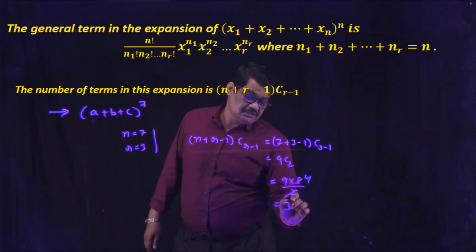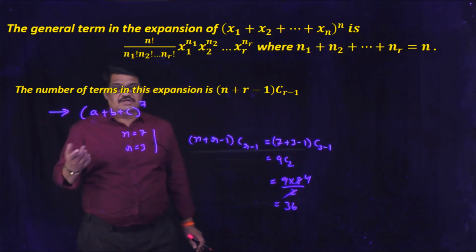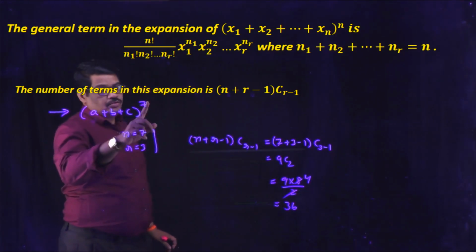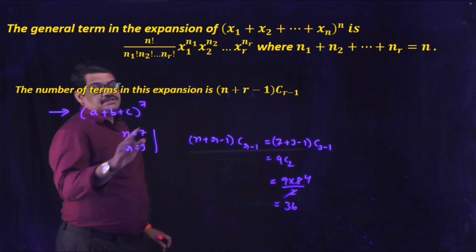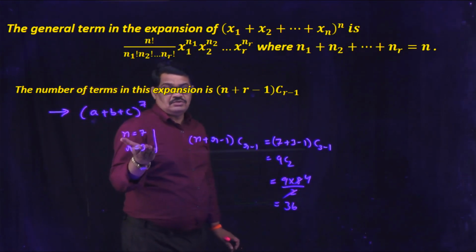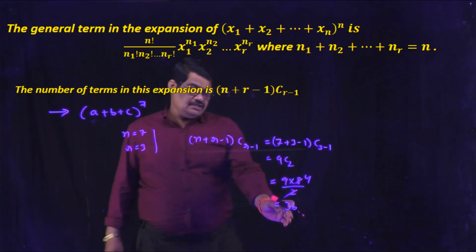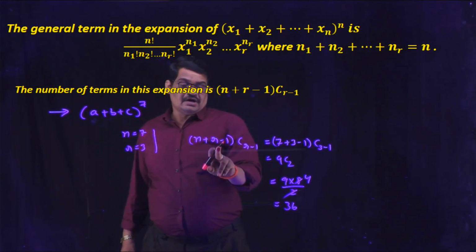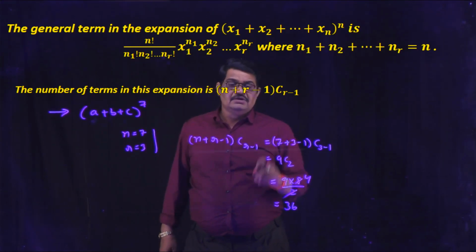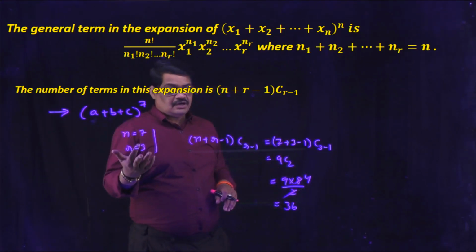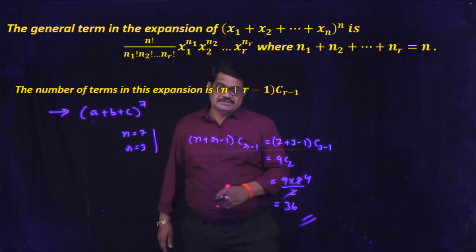That is 9C4. Okay, so the number of terms in the expansion of (a + b + c)^n, where the number of terms is 3, that is r = 3, and the index is n = 7. In that expansion, the total number of terms is 36. Using the formula (n + r - 1)C(r - 1), we take n as 7 and r as 3, and we get the number of terms in the expansion as 36.